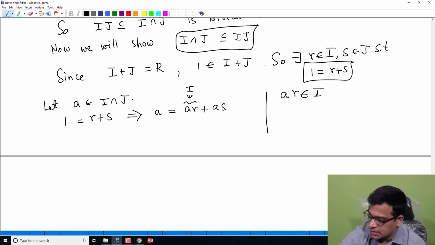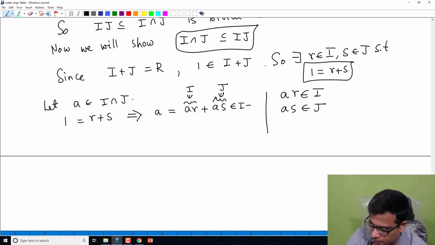Similarly, S is in J. A is an arbitrary ring element. So AS is in J. So AR is in I, AS in J. So that means this is in I plus J. Right? So we have written A as something in I plus something in J.